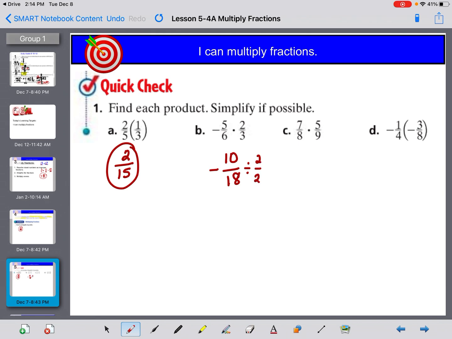I see that I can reduce this because it has a common factor of 2. 10 divided by 2 is 5. 18 divided by 2 is 9. Negative 5/9.